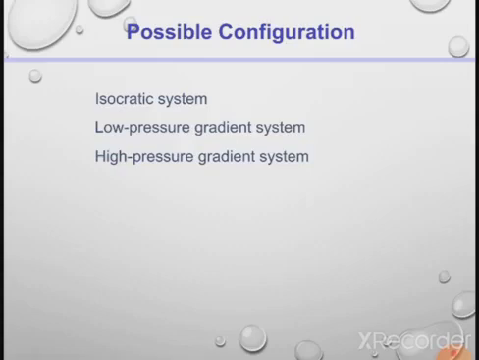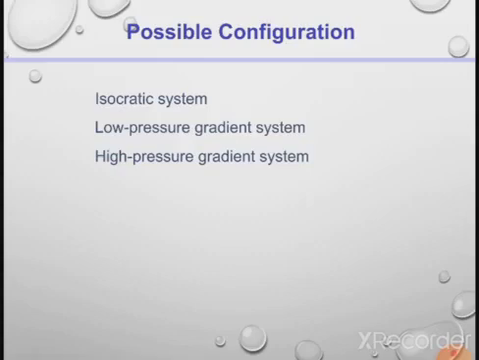Then next is the high pressure gradient system. That means each mobile phase is forcefully pumped by a pump into a mixer, and various compositions are pumped according to a series of valves. Such mixing is called the high pressure gradient system, because this type of mixing is achieved under high pressure with the help of the pump.